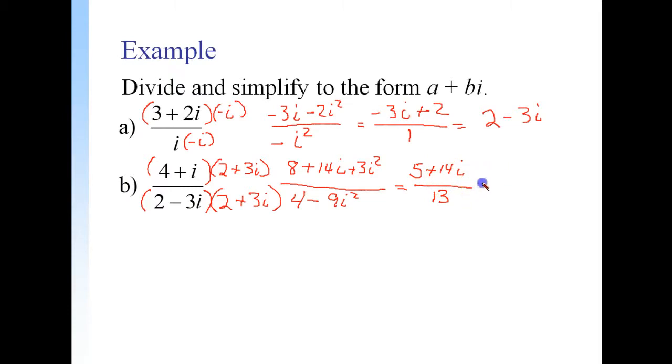Well, it's the start of it. You have to put it in standard form. So we have to write this separately. 5 over 13 plus 14i over 13. Now, if I were doing a paper test, I probably wouldn't take off for that. But in MyMathLab, they want it to be in this form. You have to separate them.